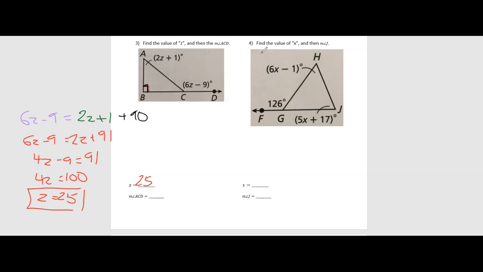The measurement of angle ACD, that is the exterior angle ACD. So 6 times 25 minus 9 is equal to 150 minus 9, which is equal to 141 degrees. So again, like I said at the very beginning, we were going to be able to solve some problems more easily once we understood the triangle exterior angle theorem.